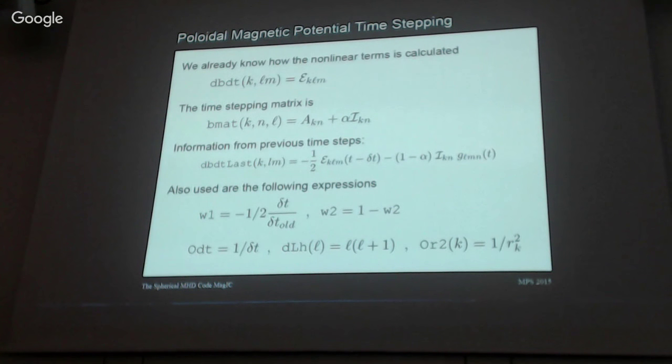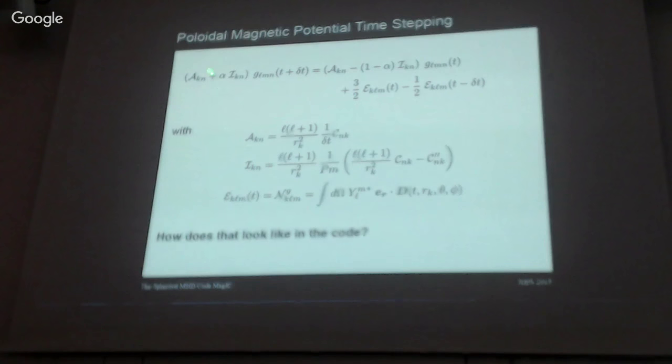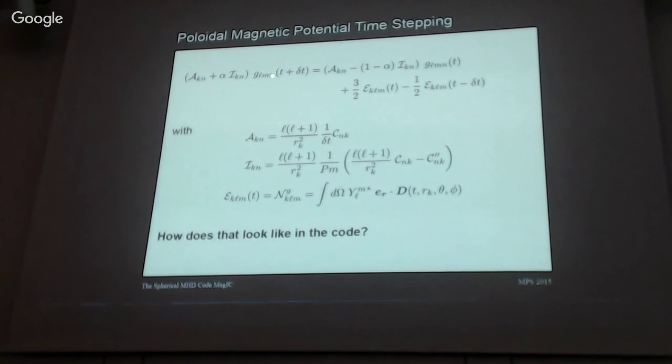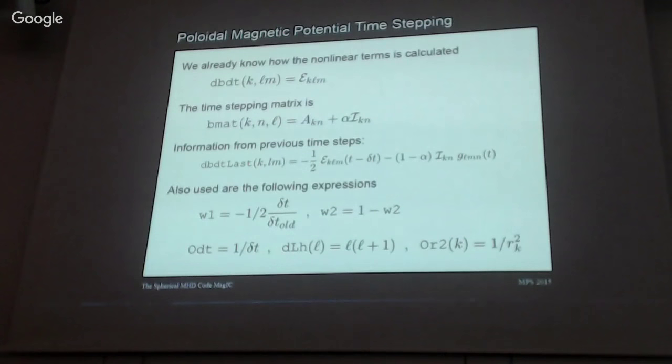Let me start with defining some stuff. How are the different parts called in the code? I already told you that this nonlinear term, which we treat explicitly in the code, is called dBdt. This is what we ended up with when I showed you how to calculate the nonlinear term. Then what we call the time stepping matrix is just this matrix, in front of the unknown coefficients we want to solve for. We call it BMAT.